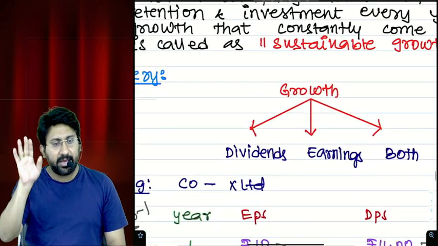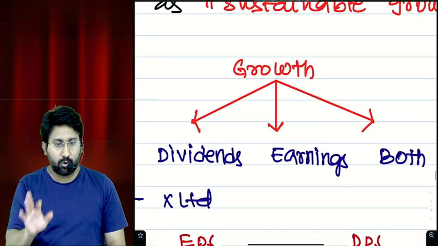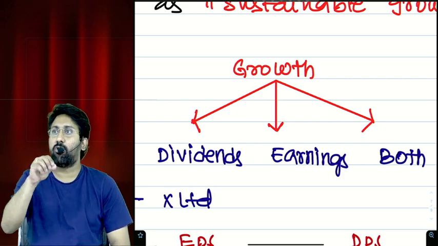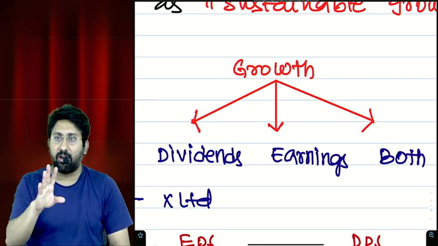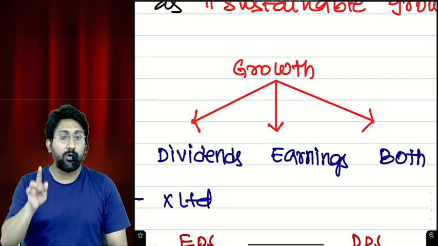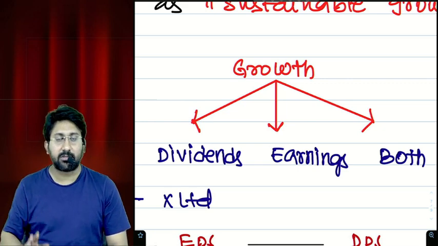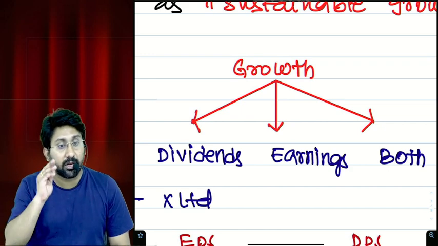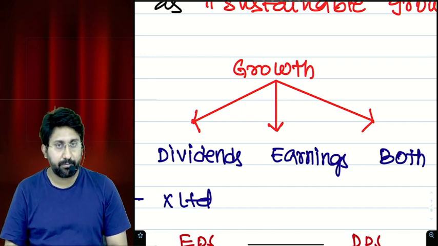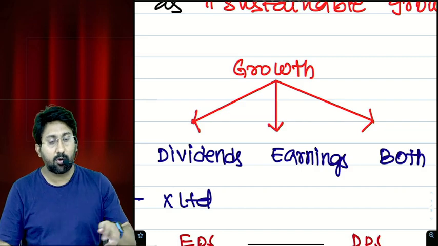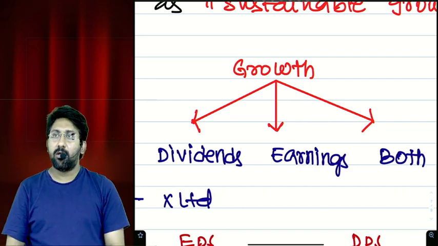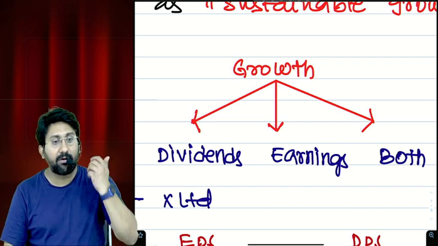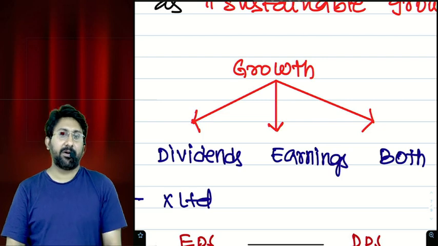Sir, in so many cases we use the word growth. Growth means G equal to 5, G equal to 10, G equal to 12. If I tell you that, what do you mean by G? Growth in dividends, growth in earnings, or growth in both? Growth means what? Growth in earnings, growth in dividends, or both will grow at the same rate. What is the correct interpretation?